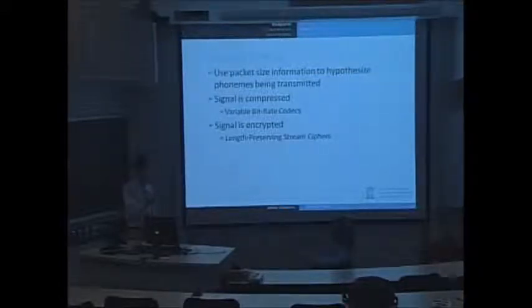And from that, it makes a hypothesis about what the underlying phoneme might be. The reason we can do this is because when the acoustic signal is compressed, it uses what's known as a variable bitrate codec, which essentially means that the more complex the waveform, the higher the bitrate of the transfer of the sound over the internet. When it's encrypted, we use length-preserving stream ciphers, which means that we can still see, even on the wire, the complexity of the wave to some extent. So we classify these packet sizes into phoneme strings.